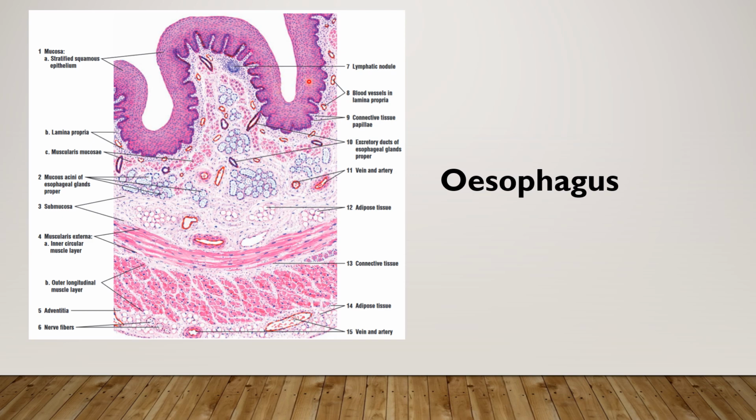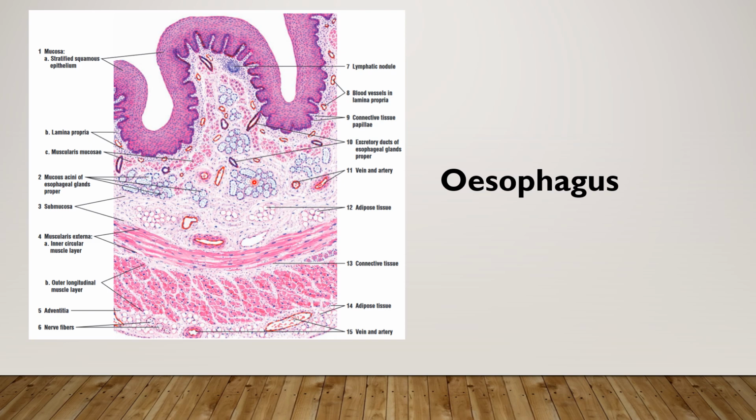So this question may be asked, what is the function of stratified squamous epithelium in esophagus? Next question, what is the function of mucus secreting glands present in the submucosa? So these two points are important for the identification. So if you get this slide, you have to write identification points for spotters.